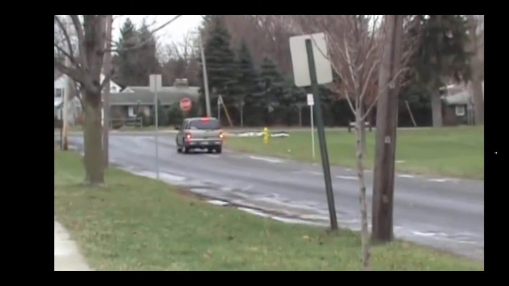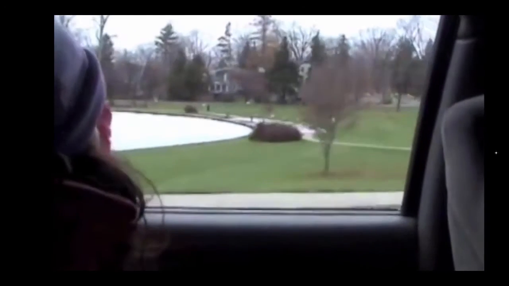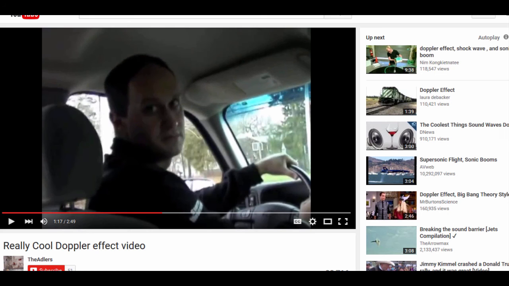Okay, so you heard there as the vehicle went by, how the pitch dropped. So the funny thing is that when you're in the car, it doesn't sound the same. So we got to listen to that right now, try and figure out what's going on. Here we go. Okay, so then you heard that when they drove by and sat in the car, how that pitch remained the same all the way across.